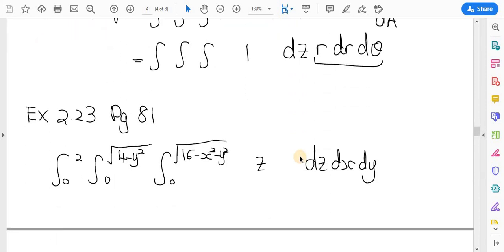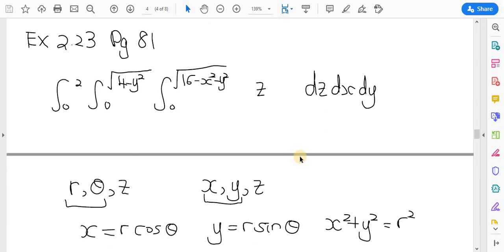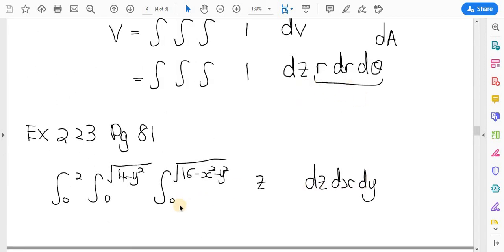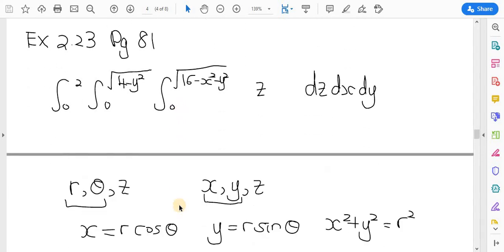Page 81, exercise 2.23. This is an exercise where you have to convert the triple integral given in Cartesian coordinate, dz dx dy, to r, theta and z. R, theta and z is the representation in cylindrical coordinate, and this is the representation in Cartesian coordinate. So we have to convert this one into this one in order to solve for these triple integrals.